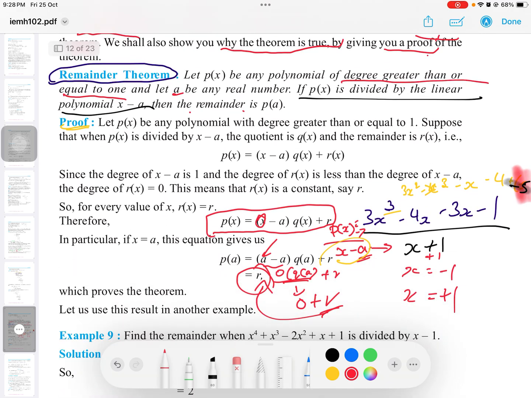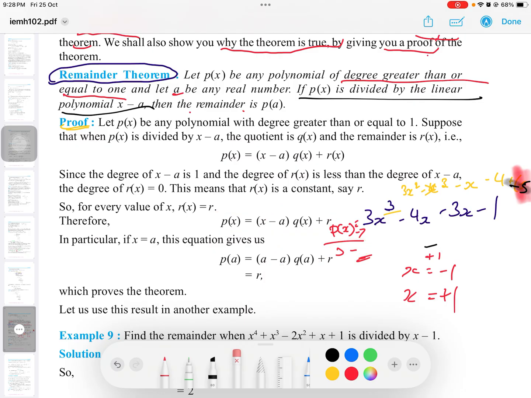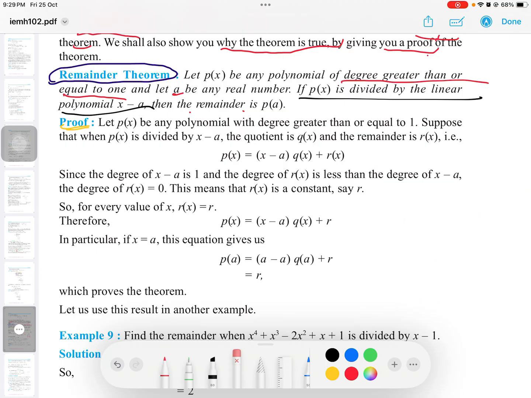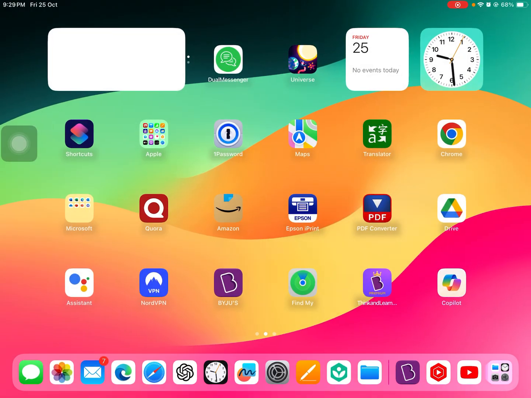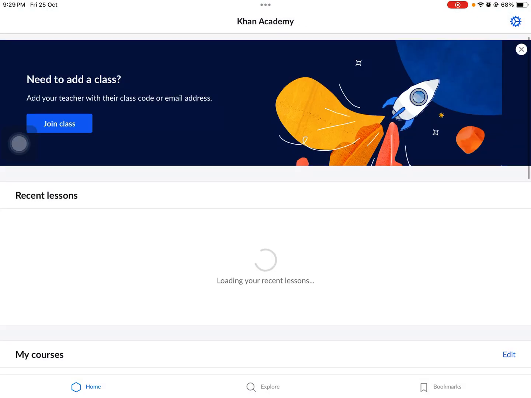Okay, the proof might be, you might not understand, and those of you who understand, well, great job. But if you couldn't understand, I suggest you check Khan Academy. Okay, so you just go to Khan Academy here. Okay, wait a minute, my connection's poor, I think.